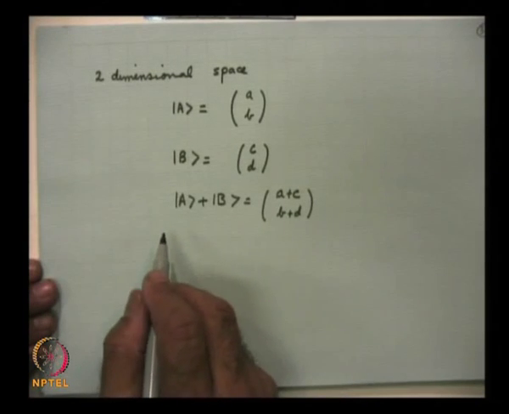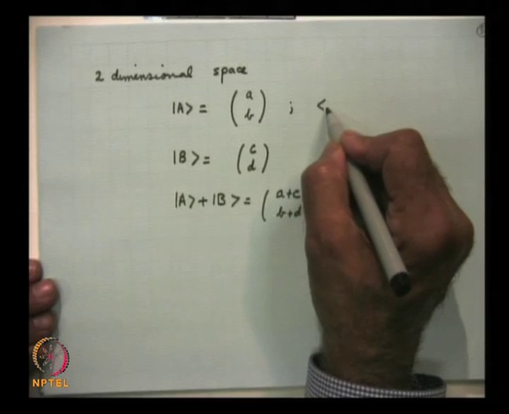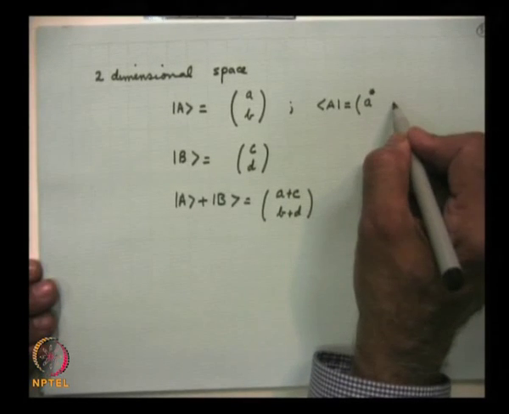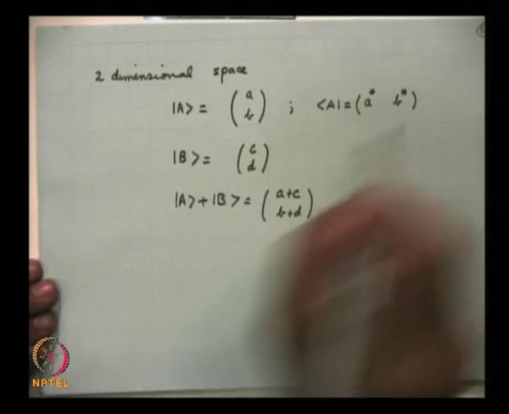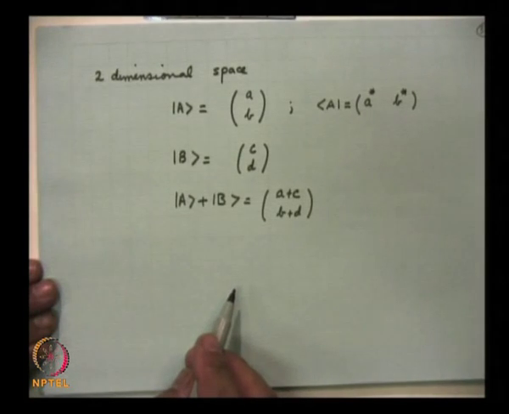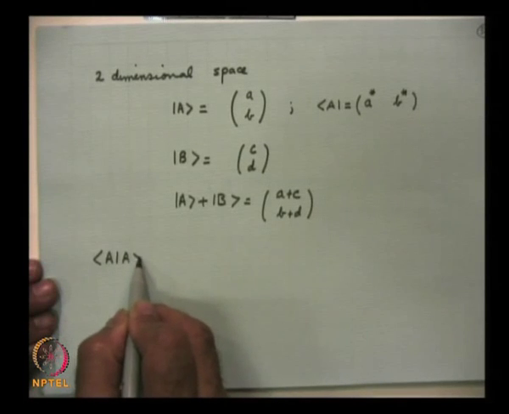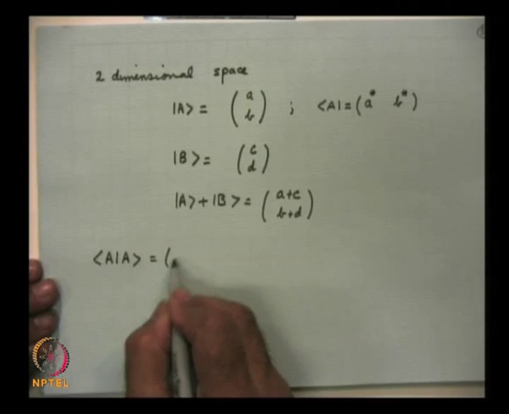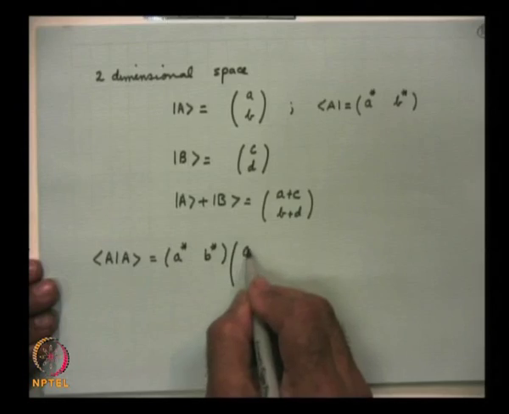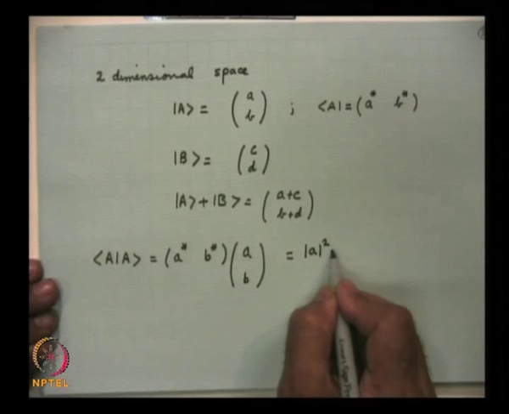Now, corresponding to this, the bra A will be the complex conjugate of this and this. This is known as the dual vector space. Corresponding to a column vector, there is always a row vector. And if I multiply these two, bra A ket A, it is a number. So, you will have A star B star times A B. So, this will be mod A square plus mod B square.